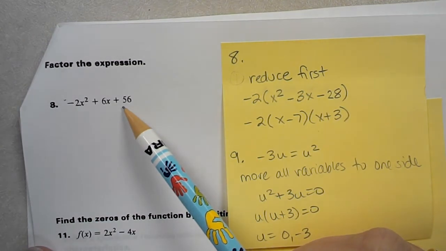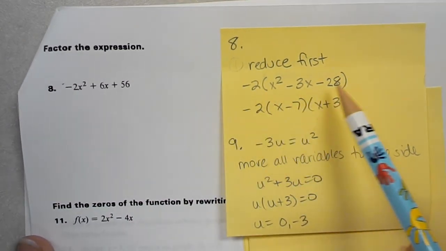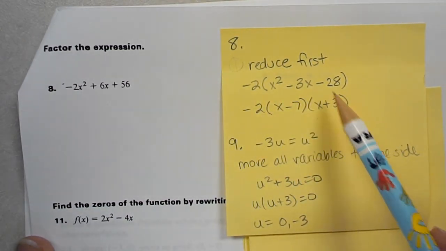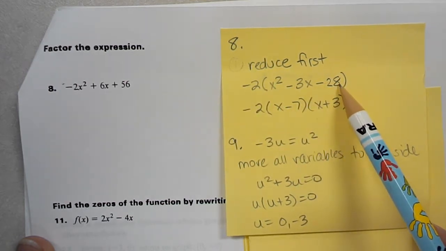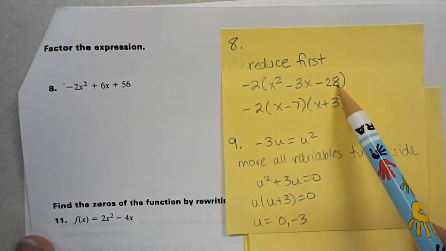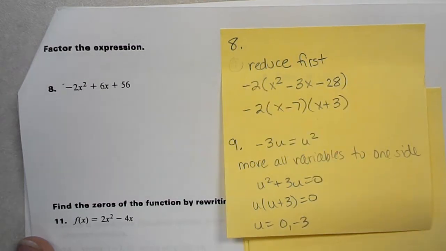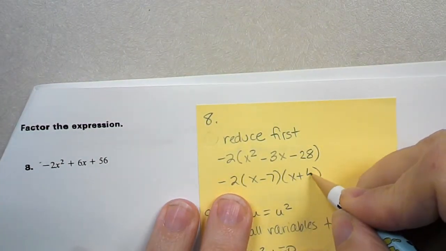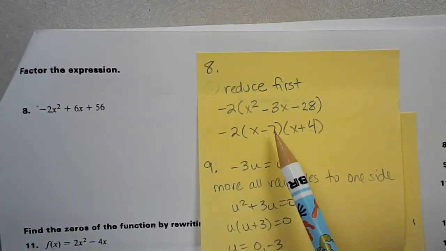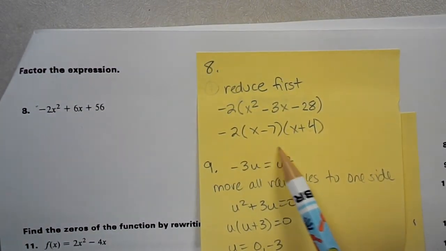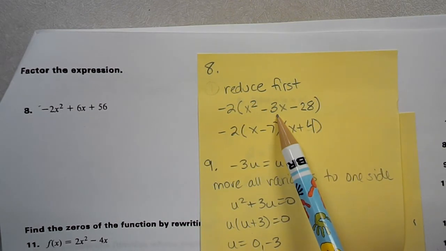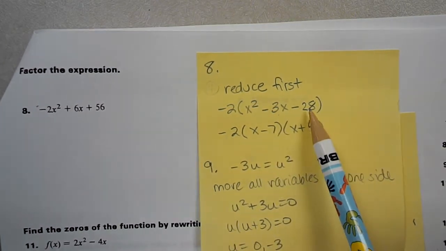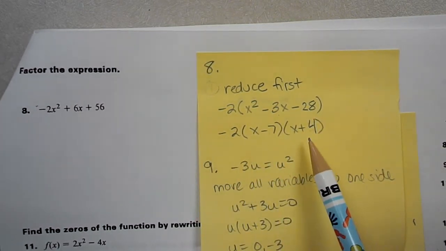We're going to factor this expression. Well, first, let's try to reduce it. Let's factor out what we can. And when we reduce it, we notice that 7 times 4 makes 28, and 7 plus 4 can be 3. So you can factor it out. You have a negative 7 and a positive 4, which gives you negative 3. Negative times negative will give you a negative, and so there you go.